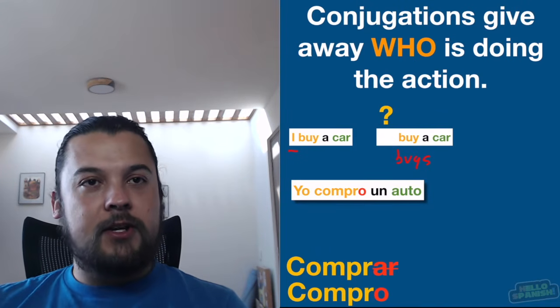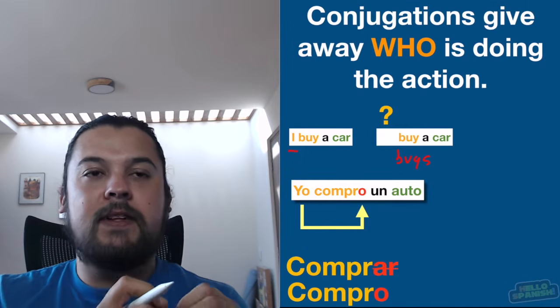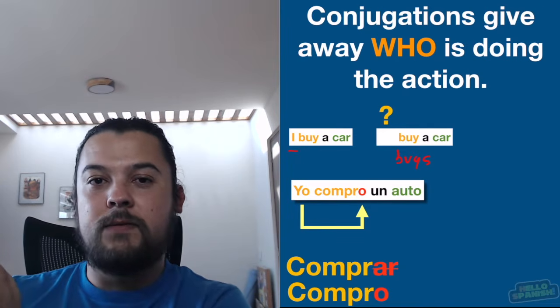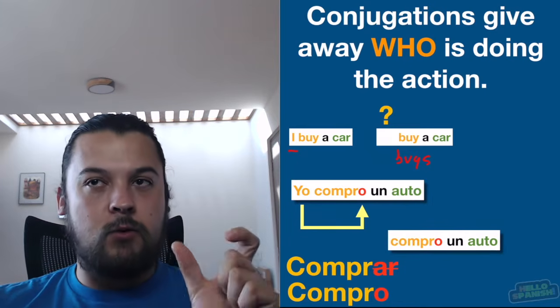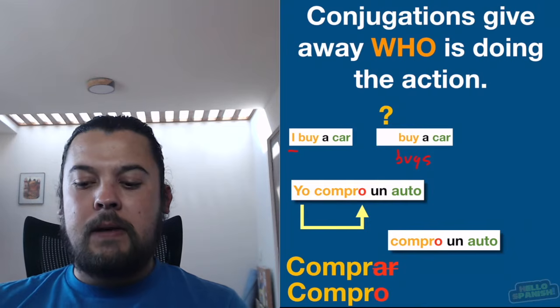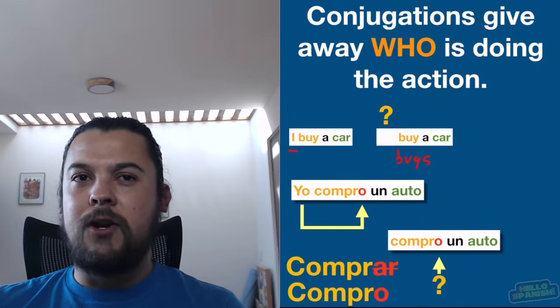But in Spanish, the concept of the subject is already embedded into the O from the conjugation. So if we get rid of the subject word and we just have compro un auto, we already know who's doing the action. It's not like we don't know.